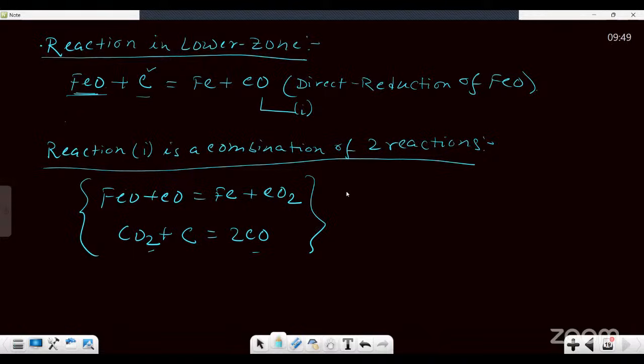These two reactions that we have written here, both of these reactions are very important, and this is what we call the raceway combustion reaction. Raceway combustion reactions. Okay. Always remember this.